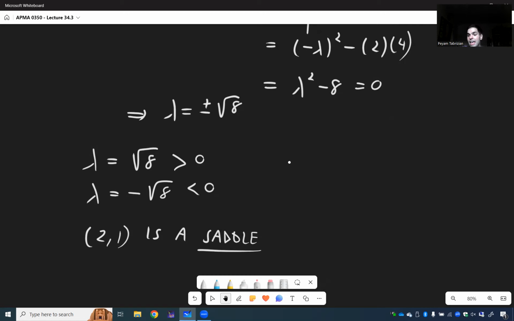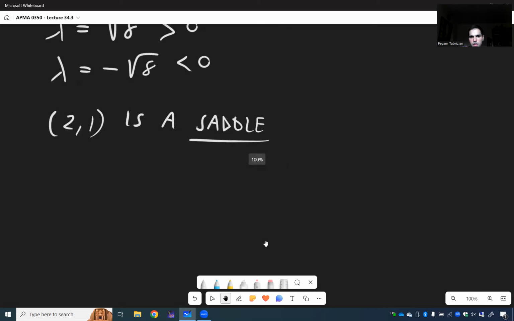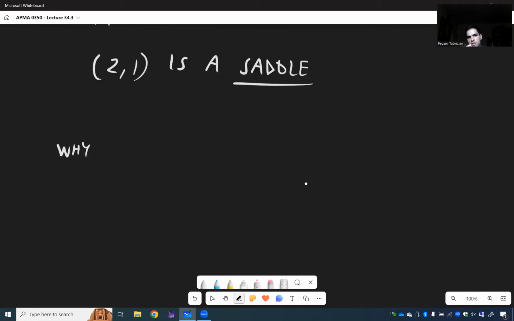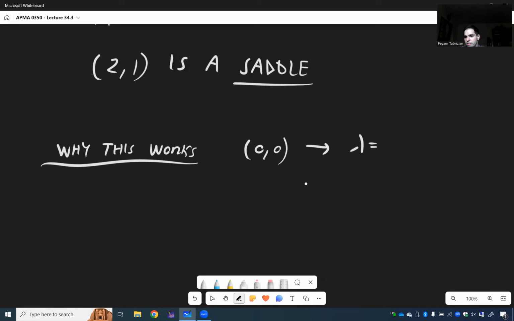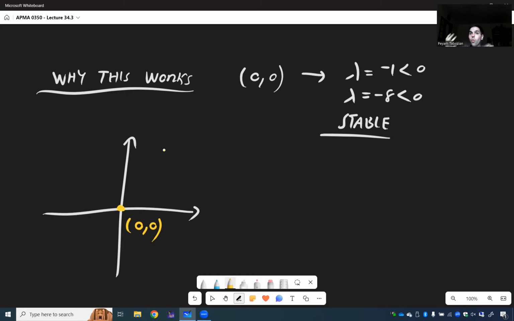Okay. And now let me explain to you a little bit why this works. Let's go back to (0, 0), where we found both eigenvalues to be negative. I think lambda was -1 and lambda was -8, both negative, and we said it was stable. Because really the question is, we have our equilibrium point (0, 0). What happens to nearby solutions? Will they get sucked into (0, 0) or get sucked away from it?